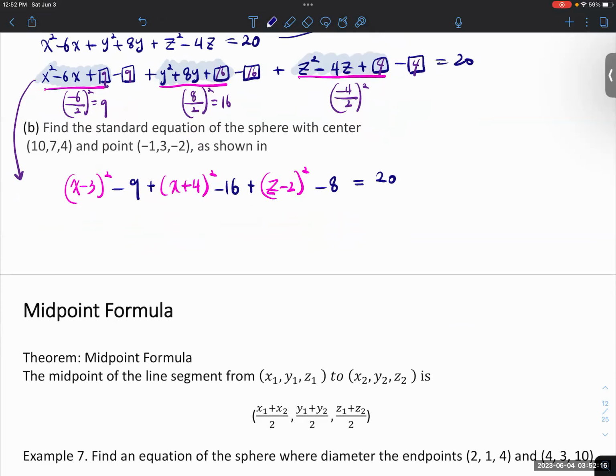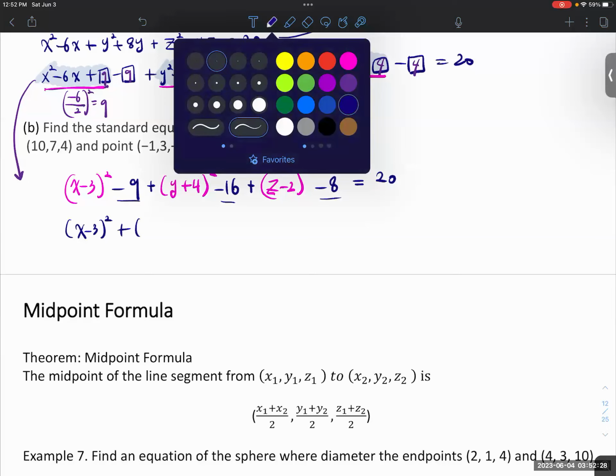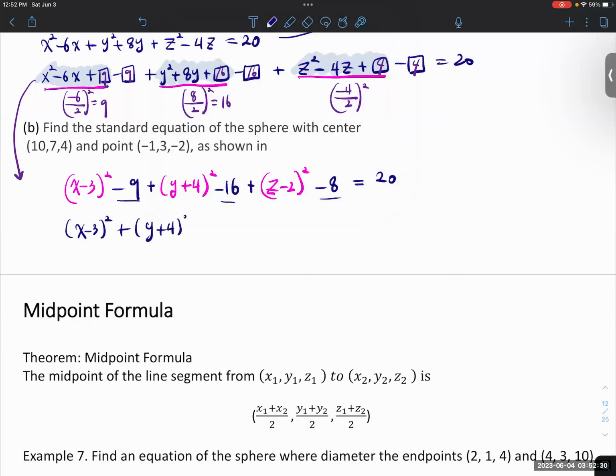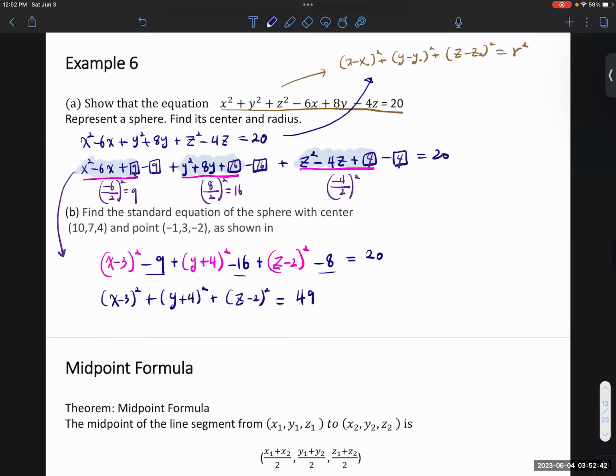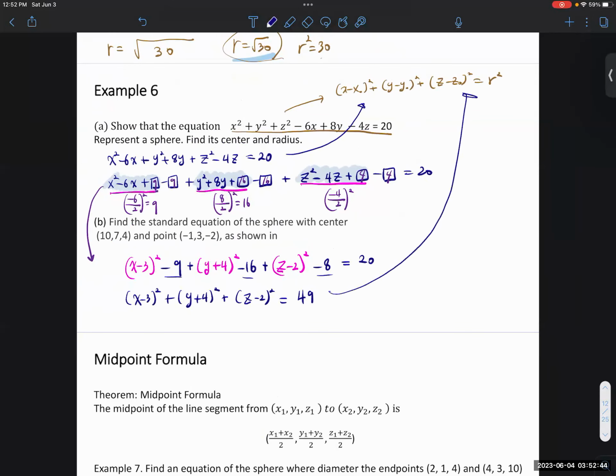Beautiful. I'm going to move all the constants to the other side. So therefore, x minus... Oh, actually, my bad. This one should be the y variable. And then y plus 4, z minus 2, and move the others, so plus 9 plus 16 plus 4 plus 20, you will get 49. So what does it mean? This is exactly the sphere equation we got.